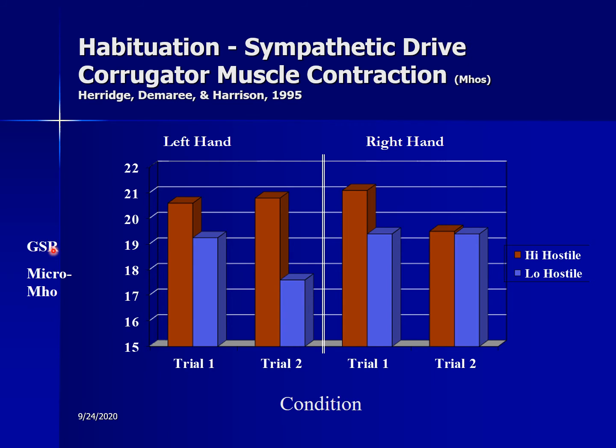Okay, so here we're looking at just contracting that muscle and what happens to our high hostiles' sweat, our galvanic skin response at their left hand. It goes up, and they don't habituate on the second trial. They do habituate their left brain, controlling their right hand sweat. And our low hostile folks are just the opposite.